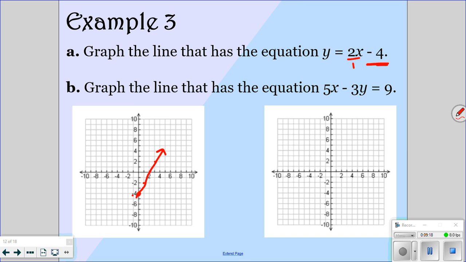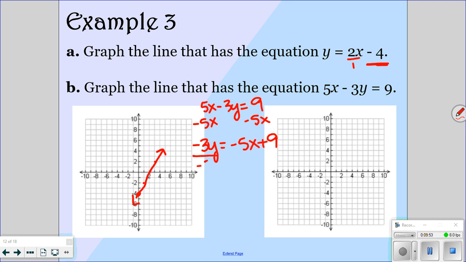And connect your dots. Make sure that you put arrows on your line to show that it keeps going. So that's how you can graph it. For this one, it's not currently in y equals mx plus b form, so we need to solve for y. So 5x minus 3y equals 9. The first thing we need to do is subtract the x so that we can get the y part by itself. So -3y equals -5x plus 9.